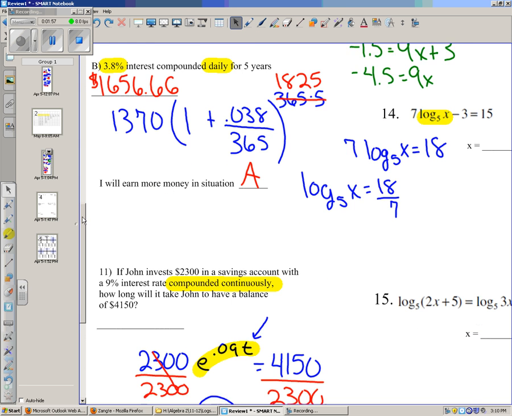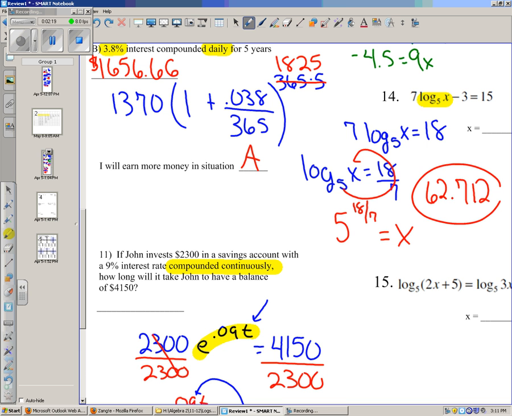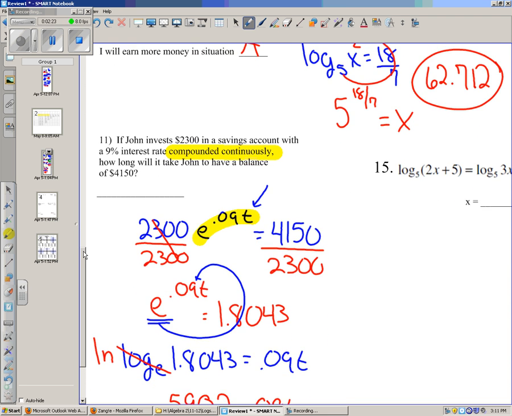And when I loop it, I'm going to loop it into an exponent. So it's going to go 5 to the 18, whoops, hold on, 5 to the 18/7th power, and that will equal x. So once I type that into my calculator, the answer I end up getting is 62.712. So there's my answer for 14. All right, let's go to 15.